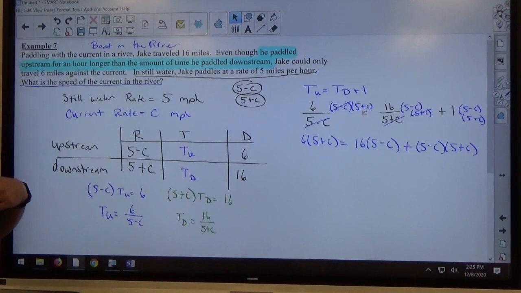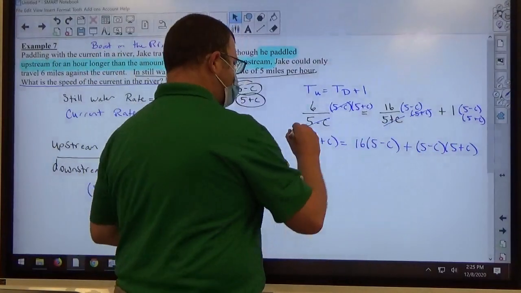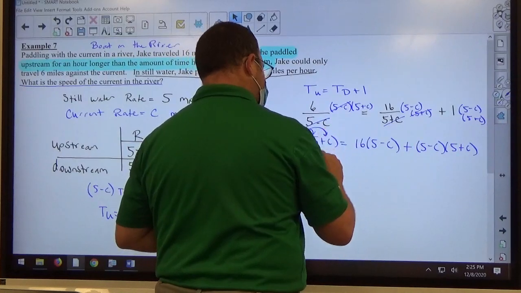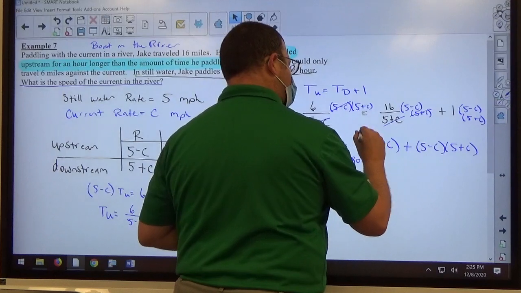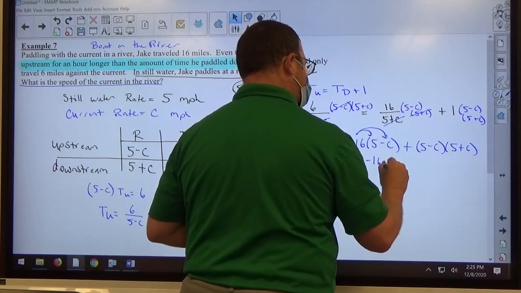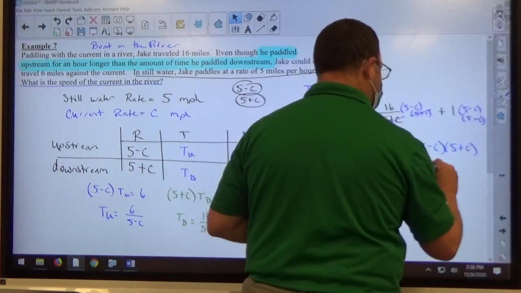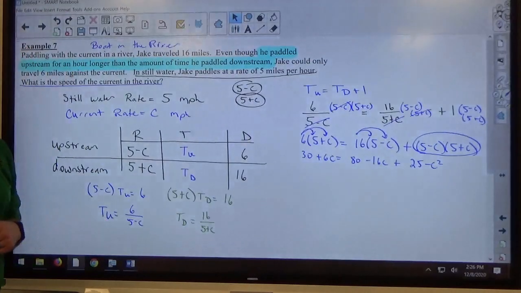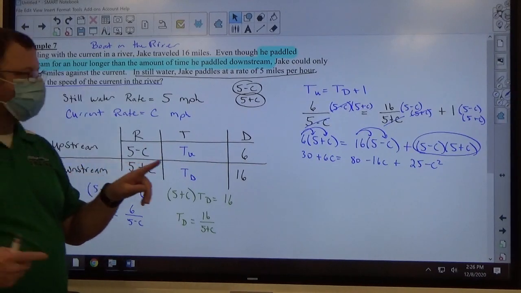Now we simplify. We're going to multiply with the distributive property, some FOIL going on over here. So 6 times 5 is 30. 6 times c is plus 6c. 16 times 5 is 80. 16 times negative c is negative 16c. And then 5 minus c times 5 plus c is 25 minus c squared. I recognize the difference of squares structure, so I simply wrote down the factored form. Otherwise, you can FOIL it.